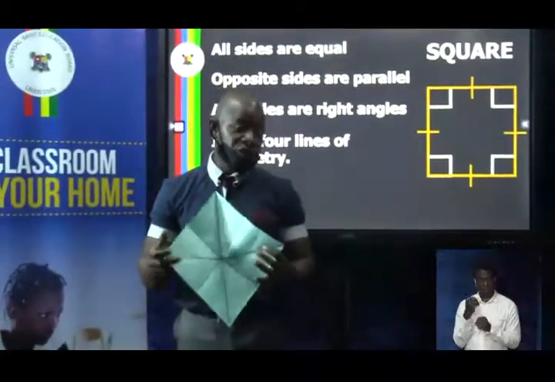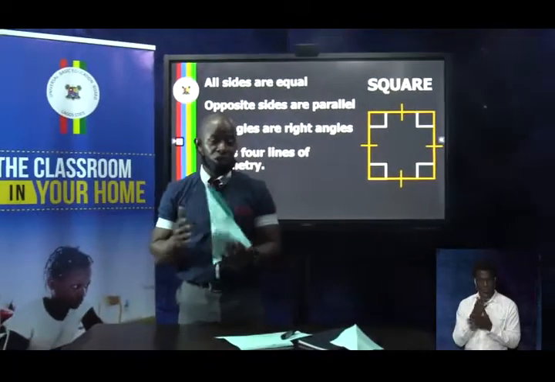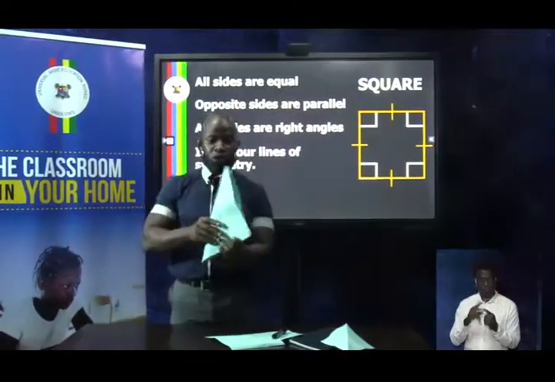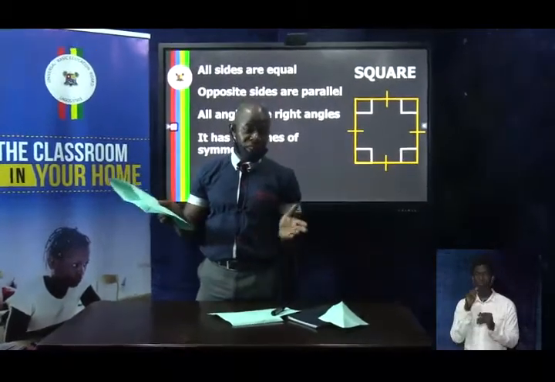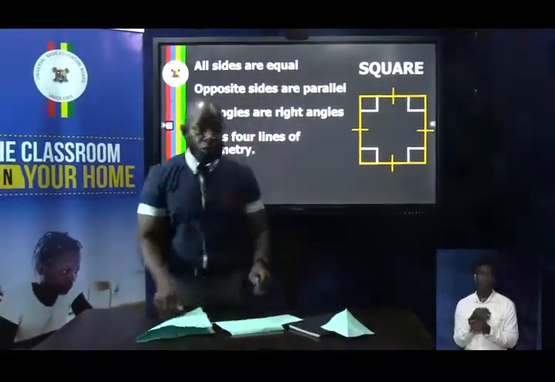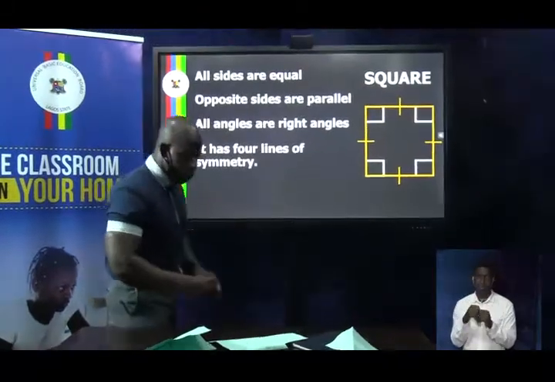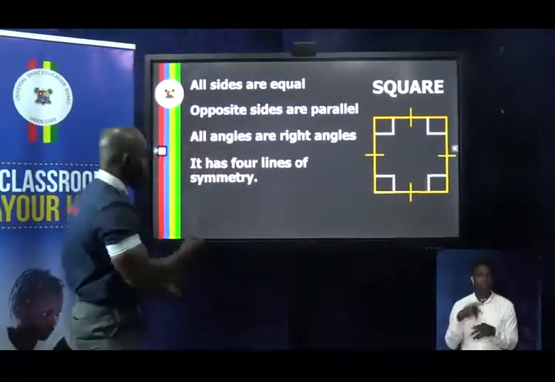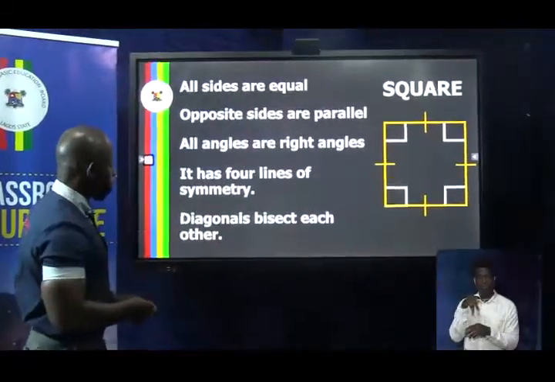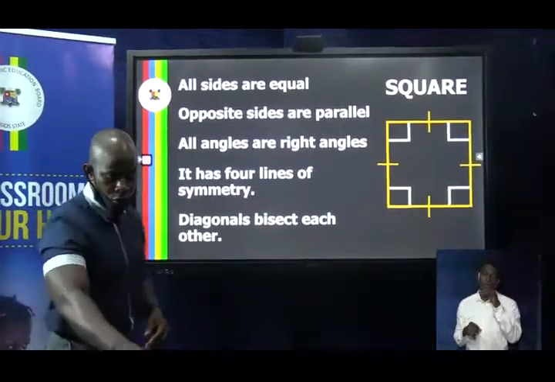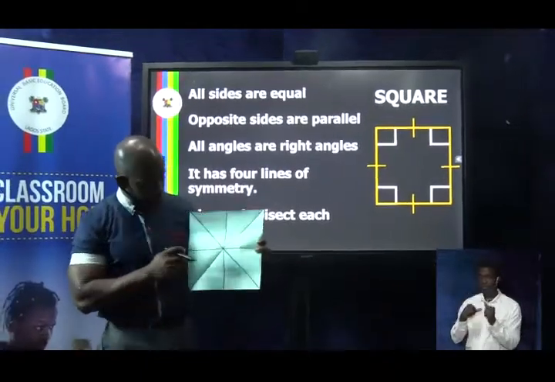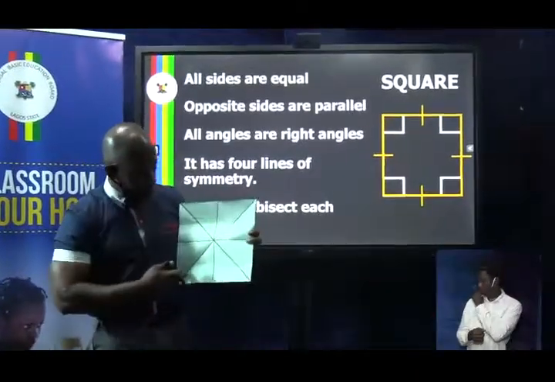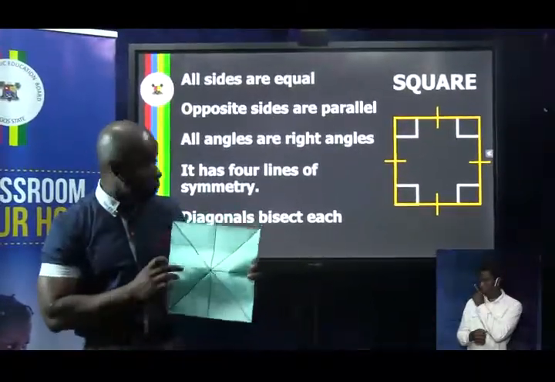A line of symmetry divides a shape into 2 equal parts such that one will lie exactly on top of the other and there will be no overlap. So you can try cutting different shapes and finding their symmetry lines during your leisure. So let's see what other property a square has. Diagonals bisect each other. Well, you can see it from this shape. These are diagonal and these are diagonal, and they divide each other exactly into 2 equal parts.